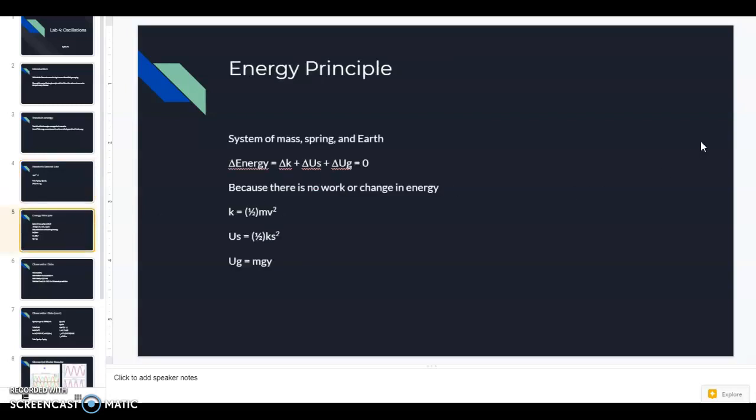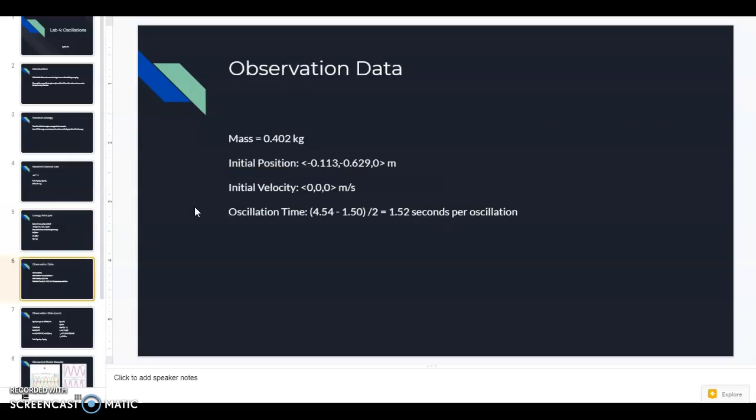The energy principle is involved as the model involved a system of the mass, the spring, and earth. The change in energy was equal to zero because there is no work or change in energy. The formulas for kinetic energy, spring energy, and gravitational energy are shown as so, and are used to calculate these different energies and use them within the Glowscript model.